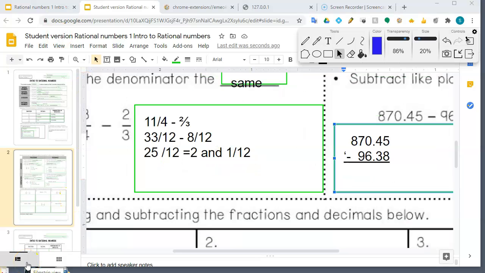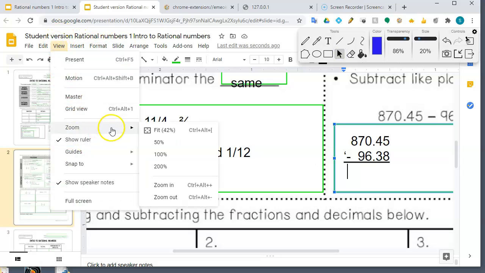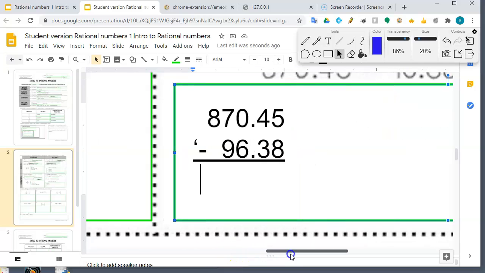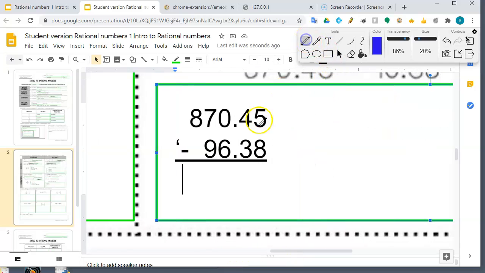Alright, I decided to make things a little bit bigger so we could do that again and actually do that a little bit more accurately. And in fact, I think I'm going to zoom in just a little bit more. So, view, zoom in. Alright. Hopefully now I can use my pen a little bit better.